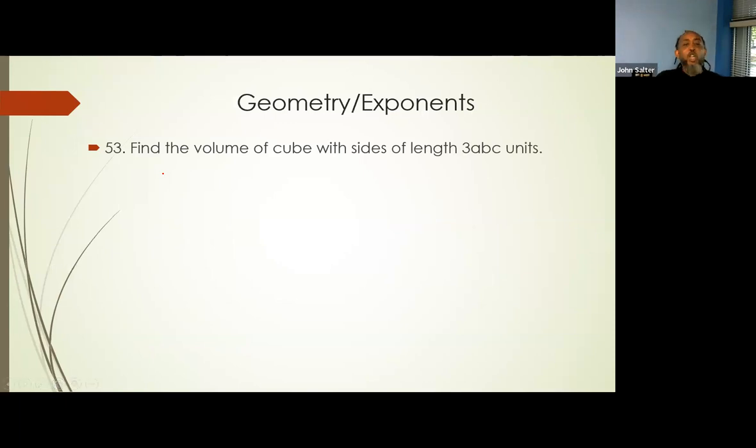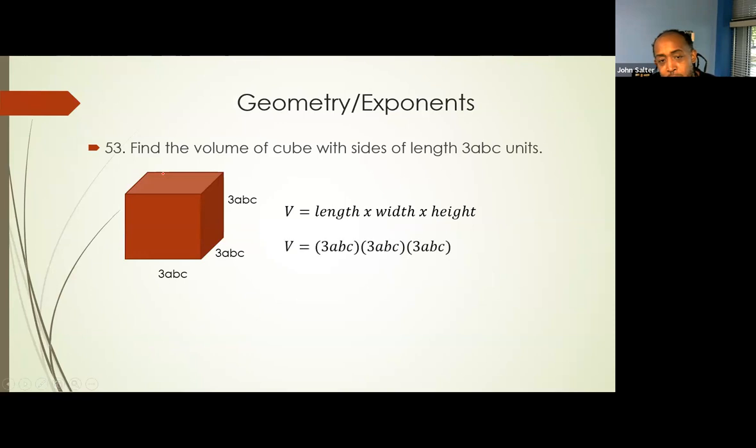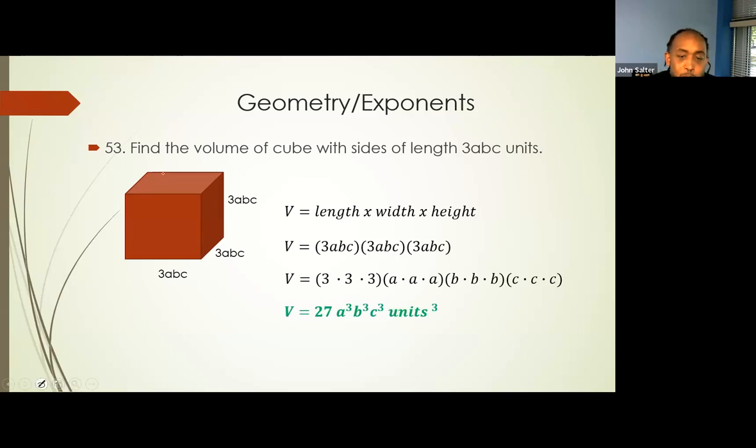Find the volume of a cube with sides of length 3ABC. Here's a cube. A cube has side lengths of length, width, and height. And they told me that length, width, and height all equal 3ABC. To find volume, I multiply length, width, and height. So if I substitute my values in, it'll look like this. And when I do some math, I get 3 times 3 times 3, all the A's, all the B's, all the C's. Simplified gives me 27 A cubed, B cubed, C cubed. Why do we call it cubed? Because it's the same thing 3 times.